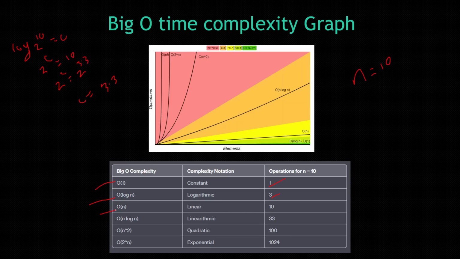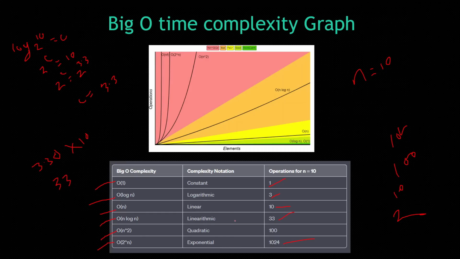For O of n, we only require 10 operations. For O of n log n, we require 3.3 for log n and 10 for n, so 33. For O of n square, we need 100 operations. How? n equals 10, so 10 square equals 100. For O of 2 to the power n, 2 to the power 10, so we need 1024 operations to complete the process.